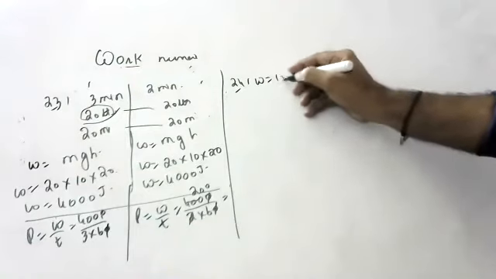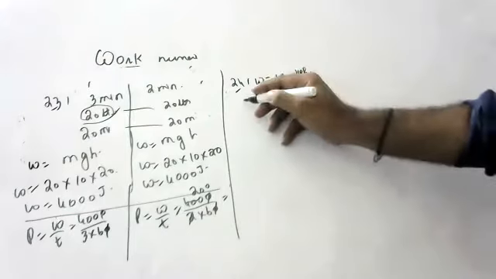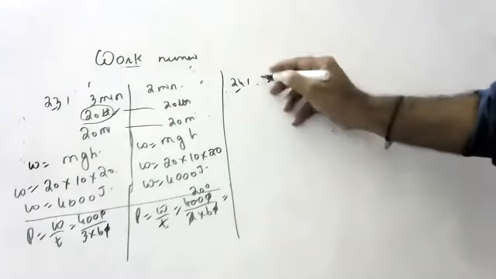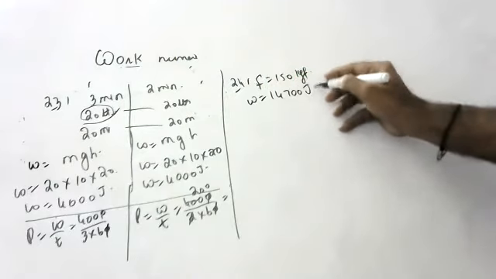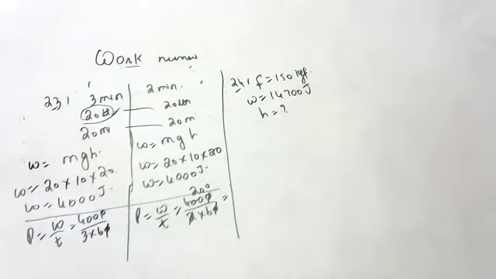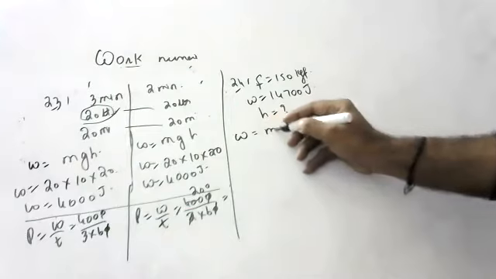Weight of the box is 150 kgf. Weight means force, man. So work or energy is 14,700 joules. Find the height it is raised. Can you tell, Lahari? Work is equal to mgh.